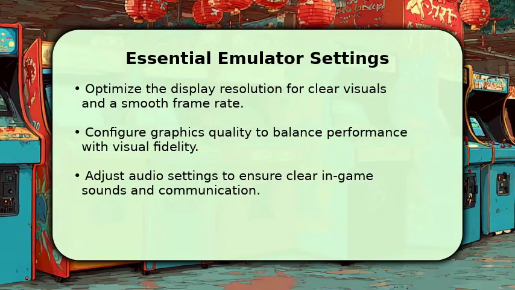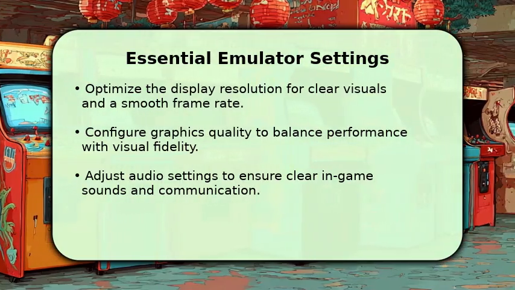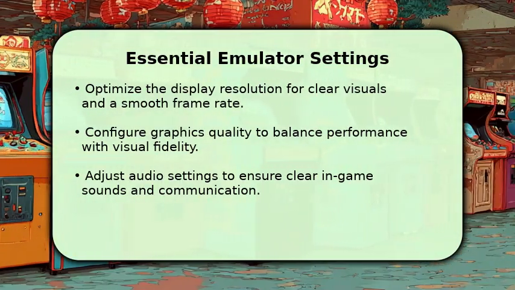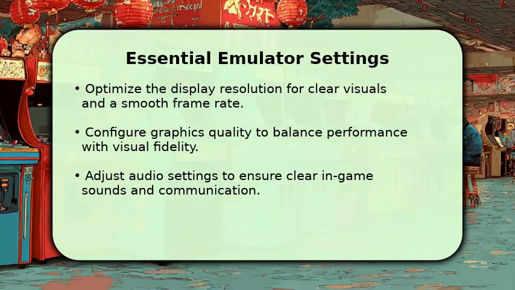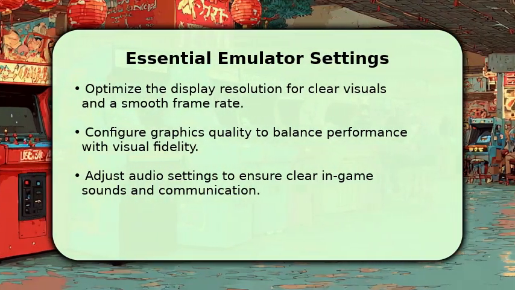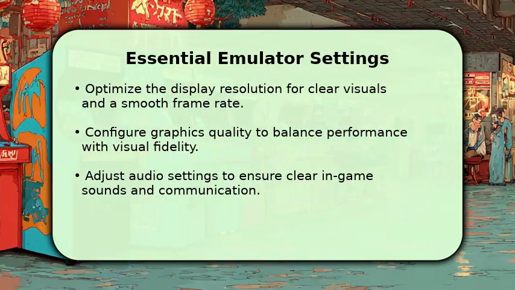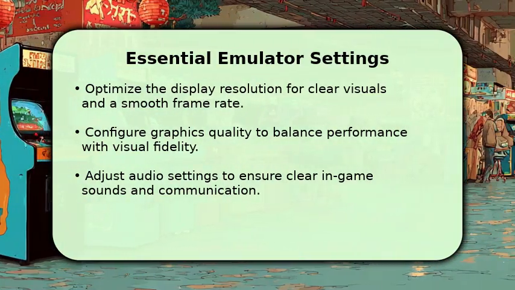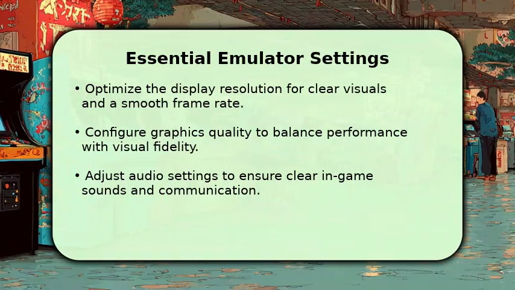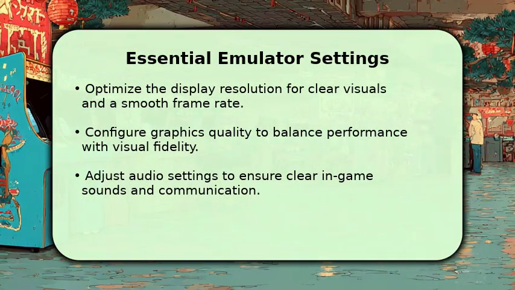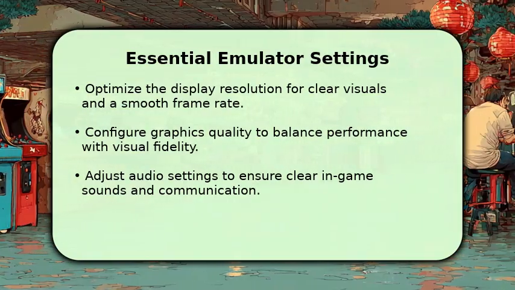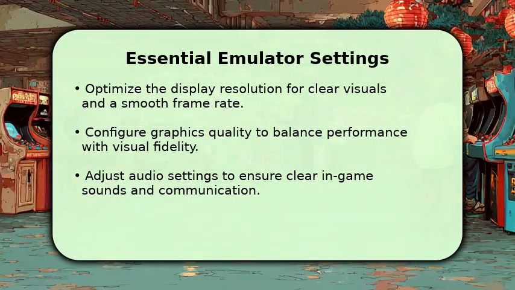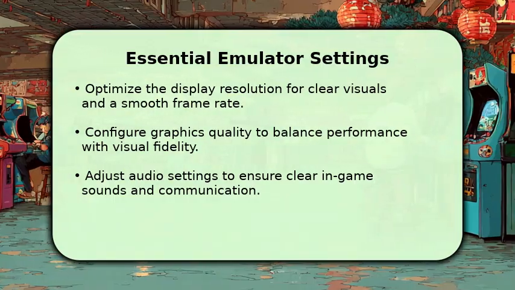Once your emulator is installed, optimizing its settings is crucial for smooth gameplay. Navigate to the settings menu to adjust the display resolution, perhaps to 1920 by 1080 pixels, and set the frame rate to 60 frames per second. Configure graphics quality to Smart or Balanced for a good mix of visuals and performance. Remember to save your changes to ensure these settings are applied during your gaming sessions.